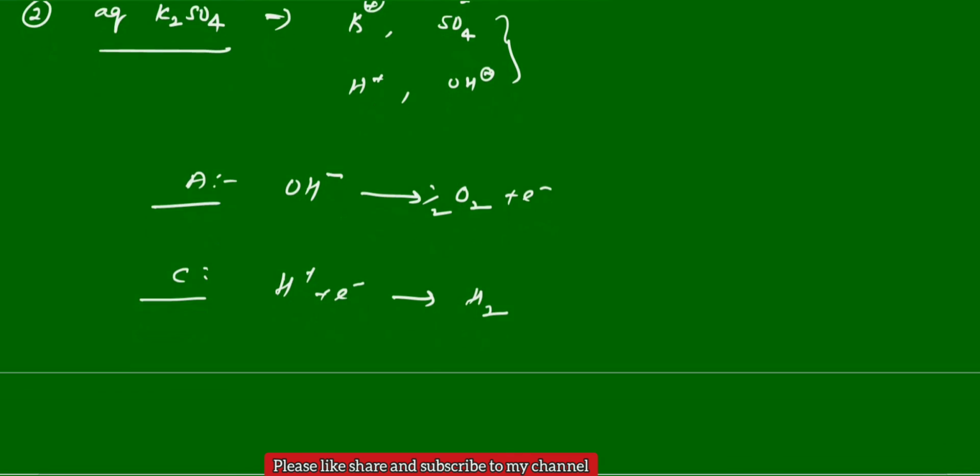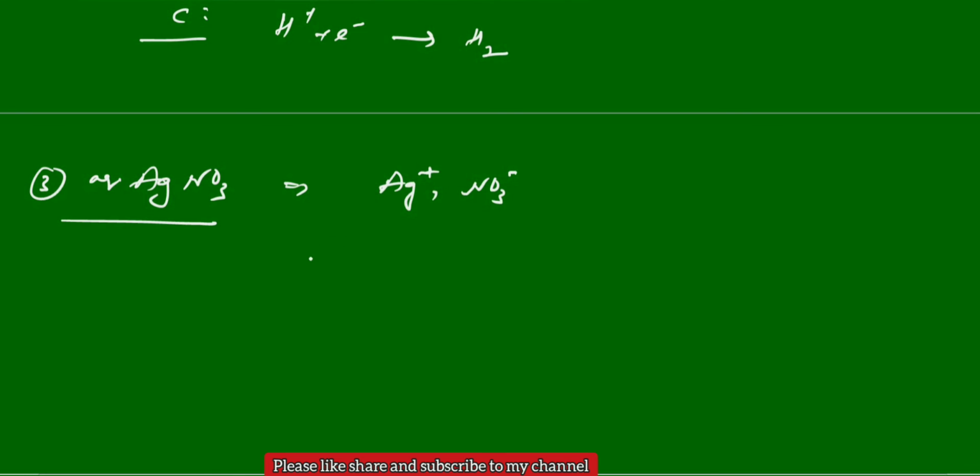Similarly, some other examples. Silver nitrate. Let me take aqueous silver nitrate. In aqueous silver nitrate, again we have the ions Ag plus, NO3 minus, H plus and OH minus. Again at the anode, oxidation: NO3 minus, OH minus. Again OH minus has the lower discharge potential value, and it liberates oxygen gas.